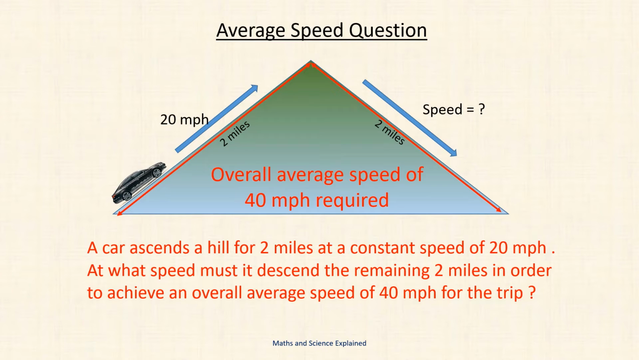Others may have intuitively thought that the speed of descent required is 60 miles an hour, because 40 miles an hour is the simple average of 20 and 60 miles an hour. However, it is incorrect to take a simple average of the speed just because the two legs of the trips are the same distance. As the overall average speed depends on the sum of the durations of each leg of the trip, the only way to average speeds is to use a weighted average based on duration.